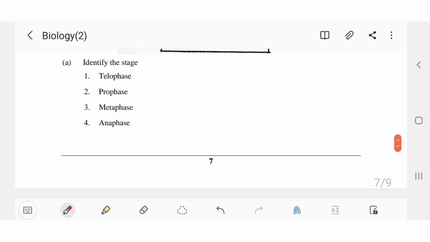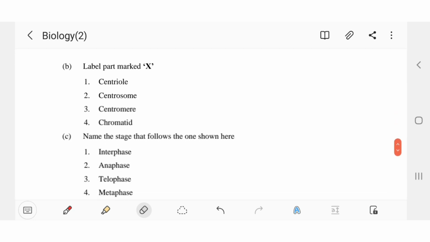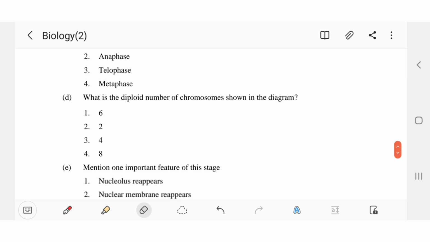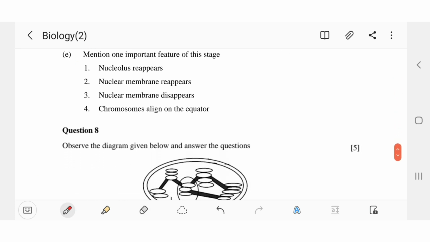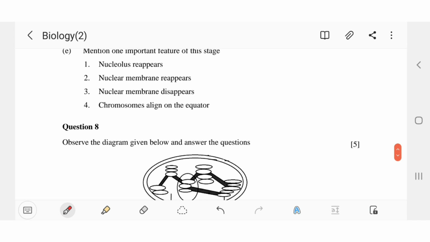B, label part named X. X is centromere joining the two chromatids. C, name the stage that follows the one shown here. What comes after prophase? Metaphase. D, what is the diploid number of chromosomes shown in the diagram? 1, 2, 3, 4. So 4. E, mention one important feature of this stage. What is one characteristic of prophase? Nucleolus reappears? No. Nuclear membrane reappears? No. Nuclear membrane disappears. This is correct.